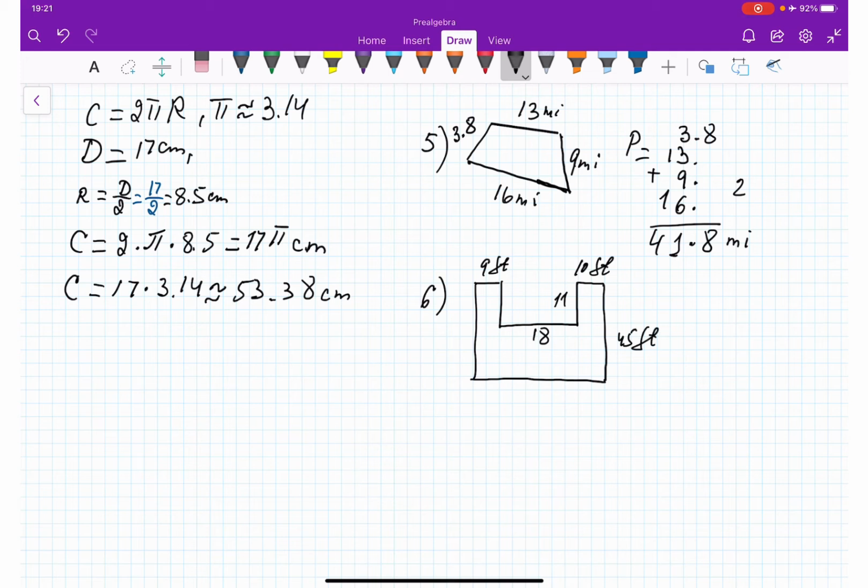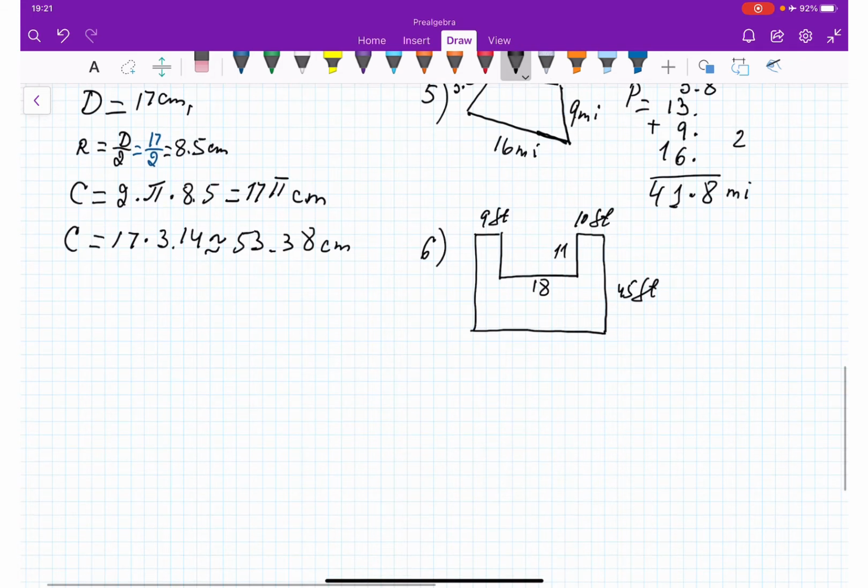Okay, so let's see how we are going to find this side. It's going to be equal to 9 plus 18 plus 10, right? So 9 plus 18 is 27, and 10 is 37. Okay, and this side is 45, right? This side is 11. So we have everything.